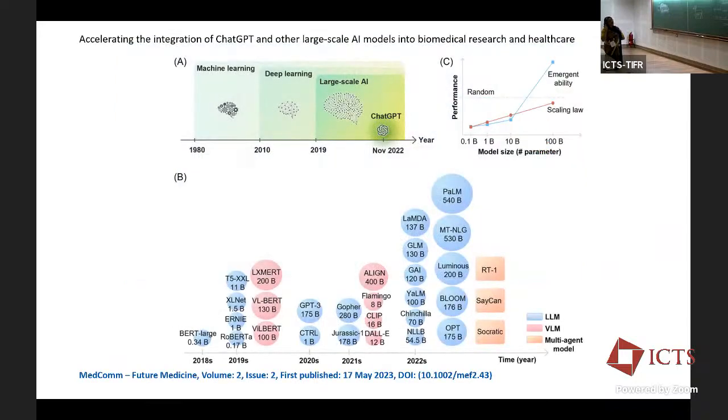Okay, so this is the last slide. What is happening today in this domain? This is taken from May 2023, MedCom, different language models and how they are being used. So with this, I'd like to stop if you have any questions.